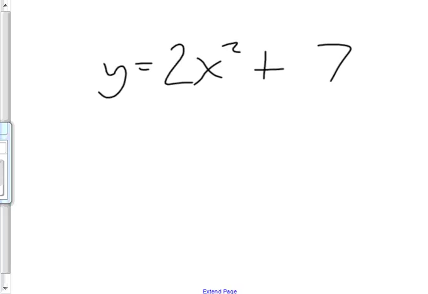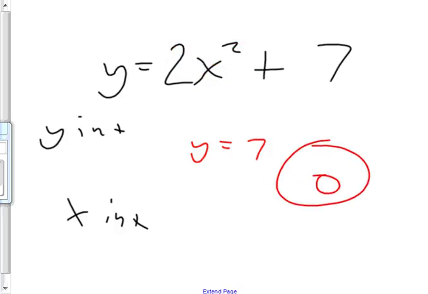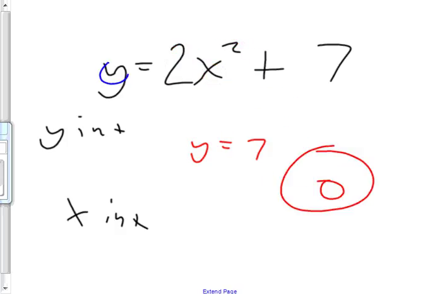All right. So the y-int and the x-int. The y-intercept is where x equals 0. Put a 0 there. This becomes 0. 0 plus 7, y equals 7. Okay. And the x-intercept. The x-intercept is where y is 0. And so that would mean I put the 0 here now. And now how do I solve that? I subtract 7 from both sides.